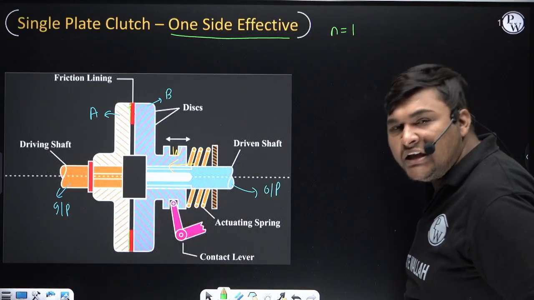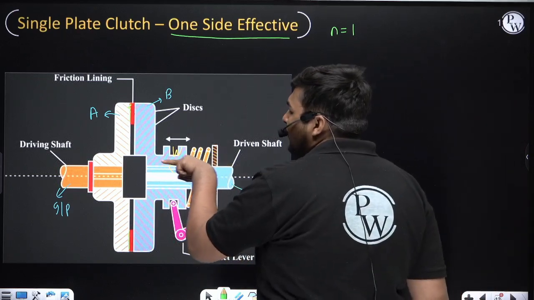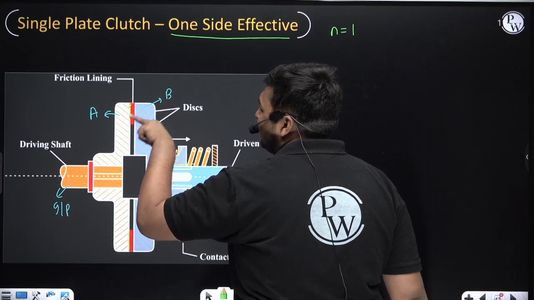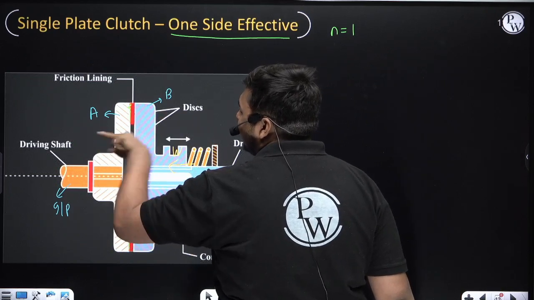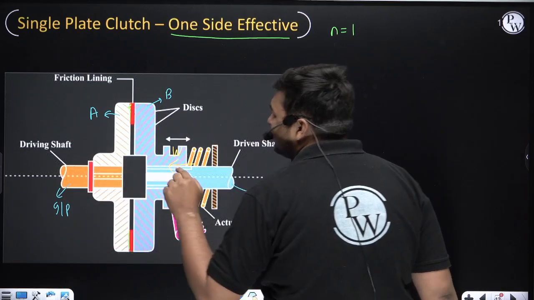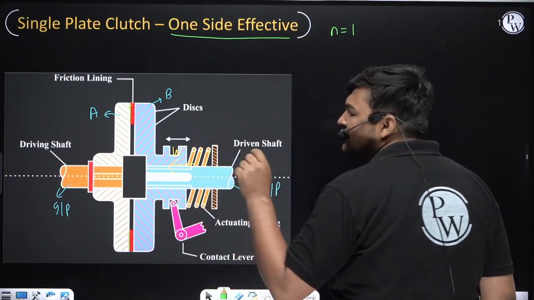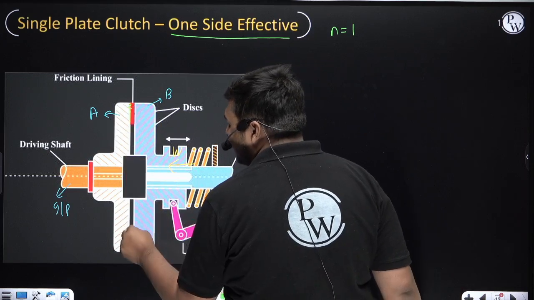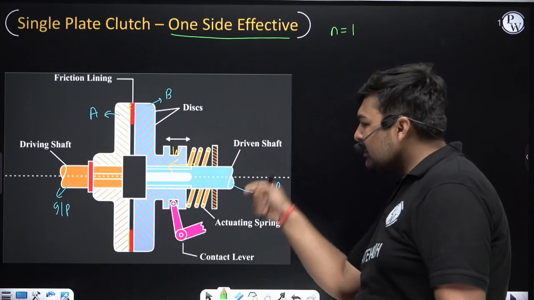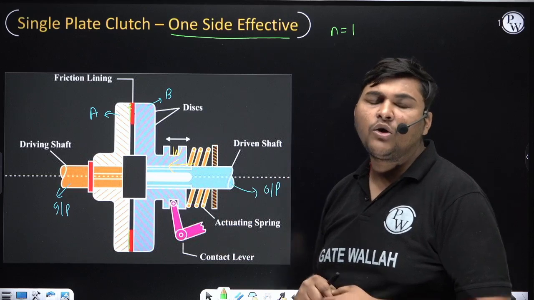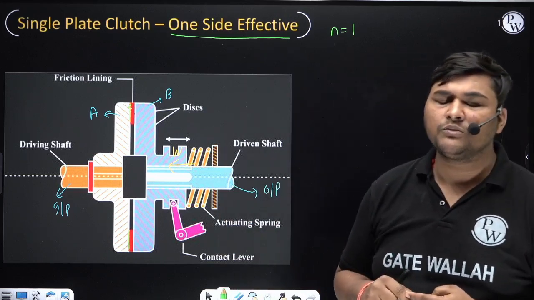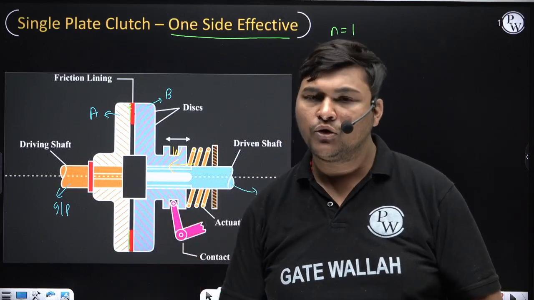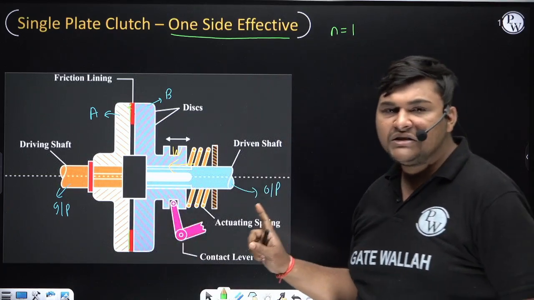During engaged position, a spring force W will be induced, which will try to move plate B in this direction. Ultimately, this plate B will try to move A in this direction, but A cannot move because it is attached to the driving shaft, which is not a spline shaft, due to which pressure will be created at this contacting surface due to this force W. Due to pressure, normal force will come. Due to normal force, friction force will come. Due to friction force, friction torque will come, which will transmit from input to output shaft. So it is engaged position.